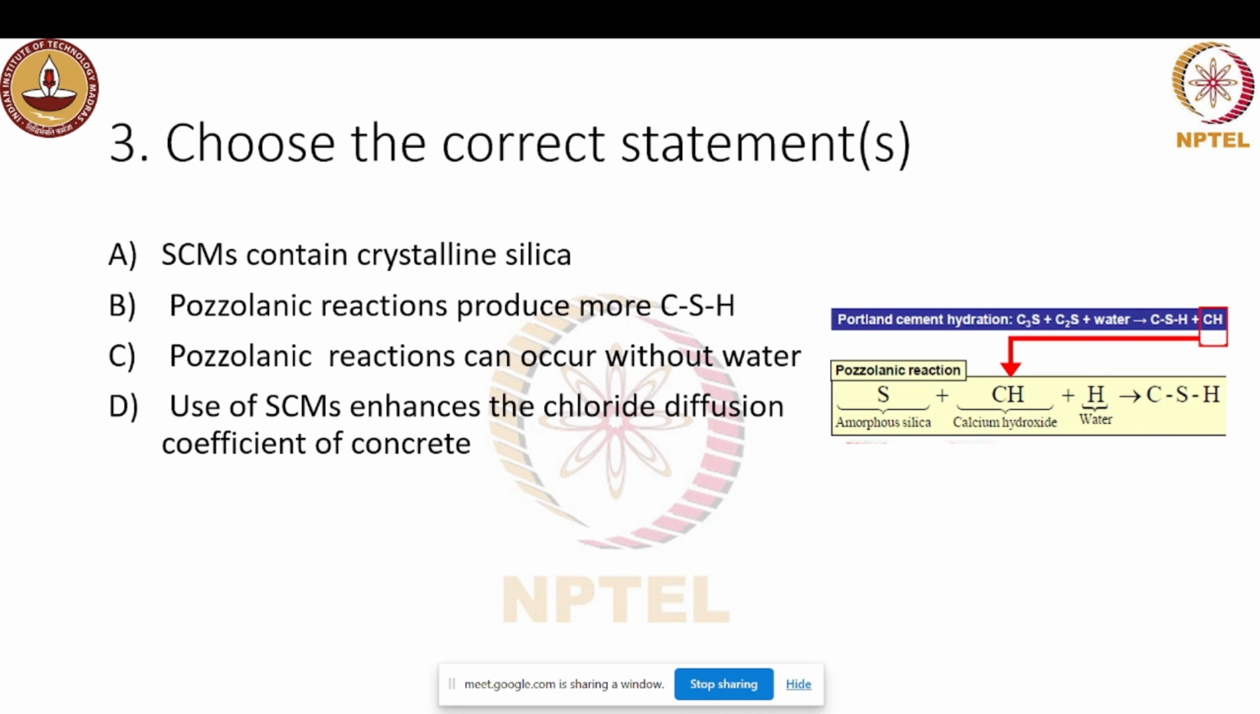One is CSH, one is CH, calcium hydroxide. So when we have a pozzolanic reaction, if more silica is present in our concrete, the amorphous silica will react with the calcium hydroxide and water present in the concrete and will produce more CSH. That's why we say that silica fume has the maximum strength when we are using SCM. Why? Because more CSH is forming in silica fume. The more the CSH, the more compact the structure of the concrete will be. Okay? Is this question clear to everyone? Yes, ma'am.